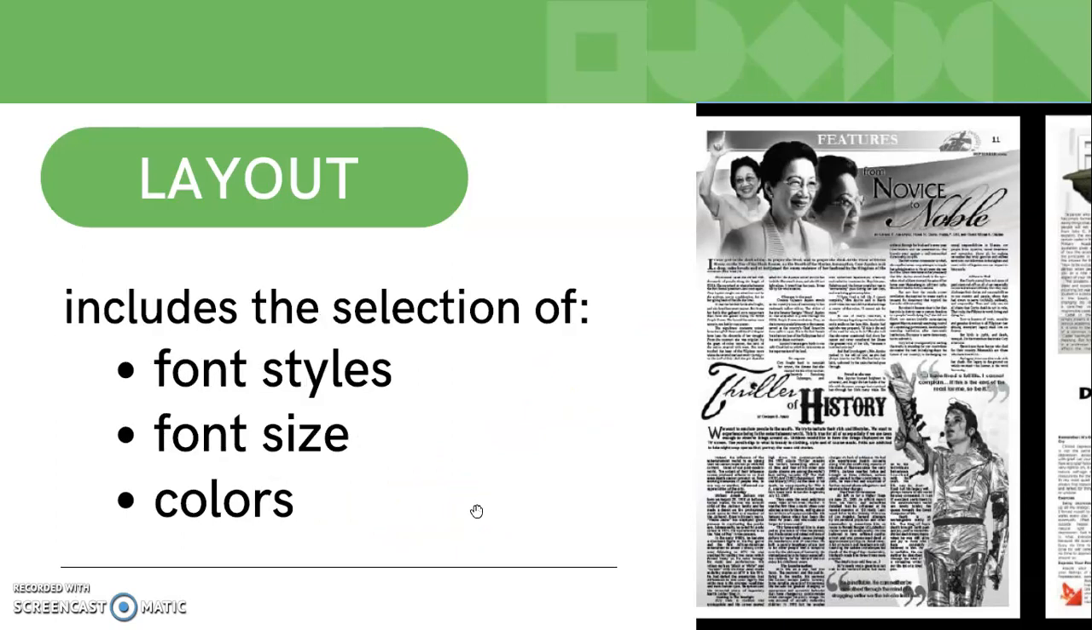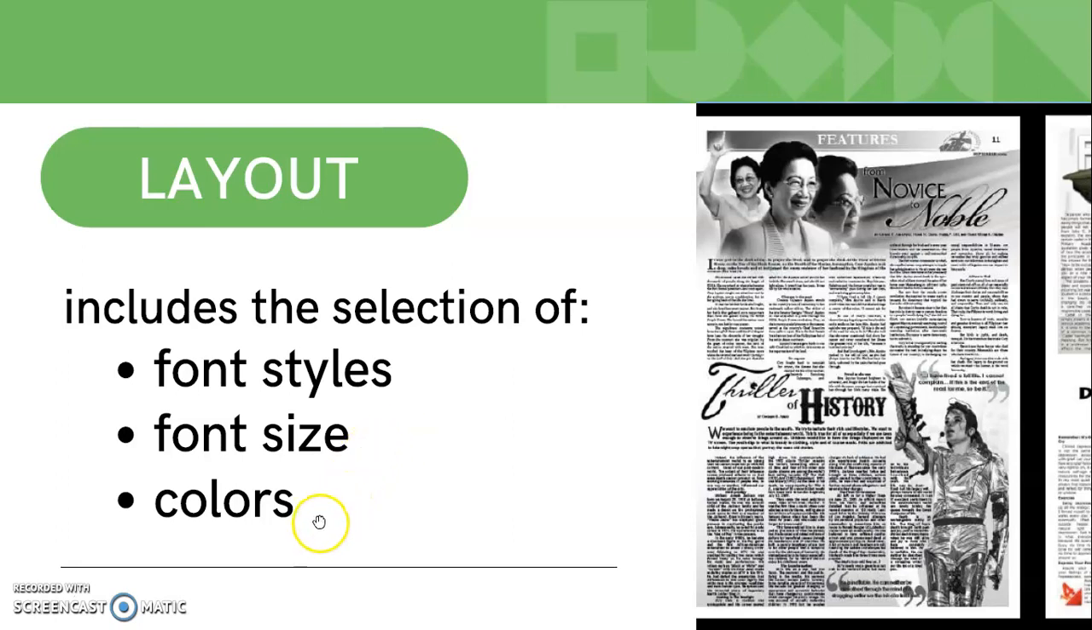Okay, so layout also includes the selection of what? When we lay out, it's very important to choose good font styles, font size, and colors. When we say font styles, we need to make sure that it is readable enough, and also the font sizes: if that's the most important news for that day, it should have a bigger font size compared to other stories.